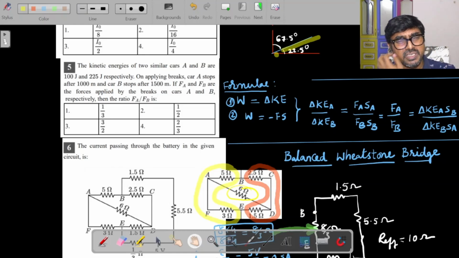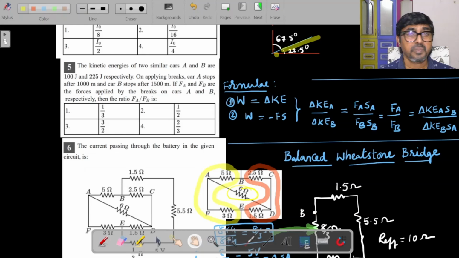Just pause for a moment and see. See, they gave the kinetic energy, they gave the displacement, they are asking you to find the force. Kinetic energy, displacement, force. What is the relation which links them? If you pause a little bit and try to think reasonably, you will understand that. Work energy theorem. Work done equal to change in kinetic energy. Work done is force into displacement in the direction of force. So just W net equal to delta KE.